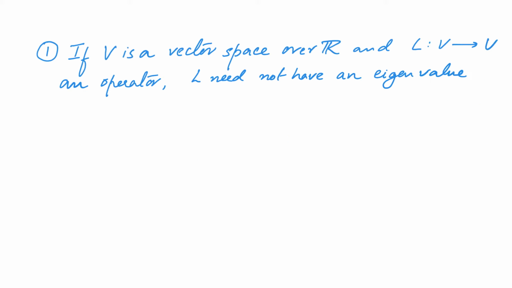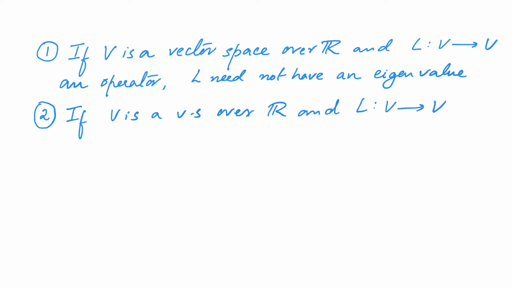We saw that if V is a vector space over R, then a linear operator L from V to V need not have an eigenvalue. And if a linear operator does not have an eigenvalue, then it cannot be diagonal. Thus, if V is a vector space over R and L from V to V is an operator, then L need not be diagonalizable.